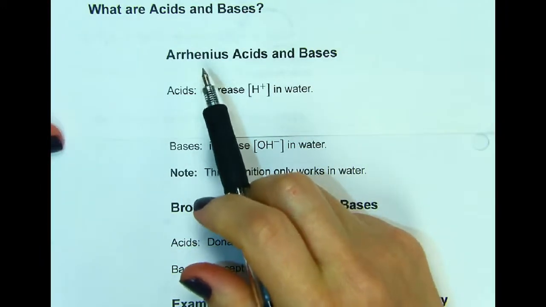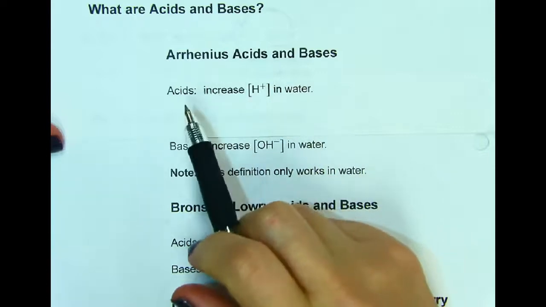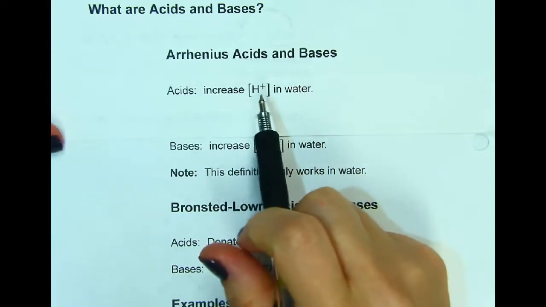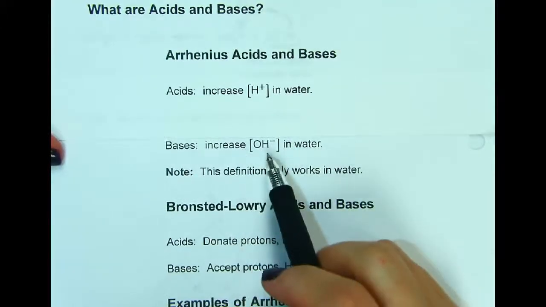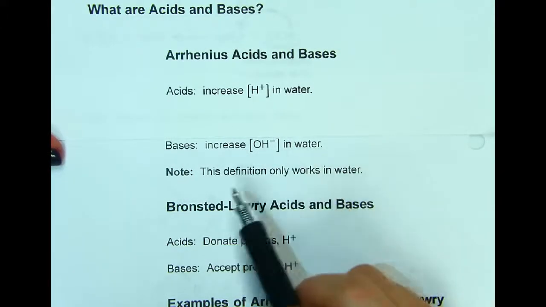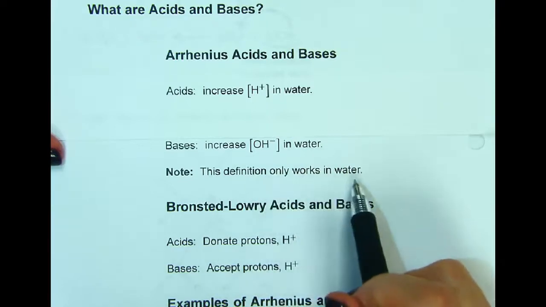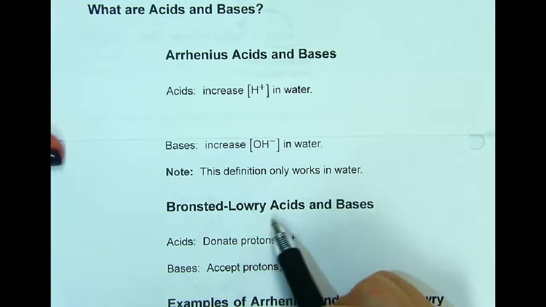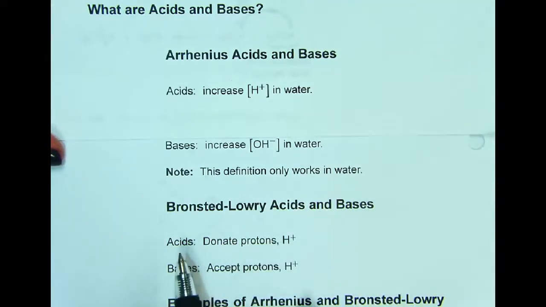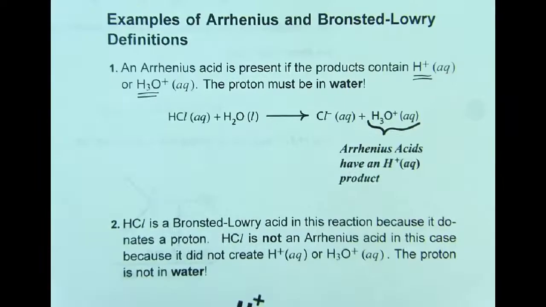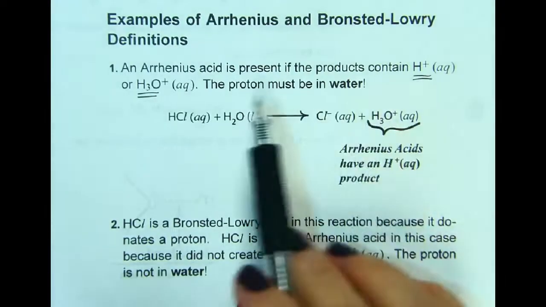There is the Arrhenius definition of an acid or base, where an acid increases the hydrogen ion concentration in water, and a base is defined as increasing the hydroxide concentration in water. Note this definition only works when it's in water. The Bronsted-Lowry acid and base definition is dependent on the movement of a hydrogen. An acid is a proton donor or a hydrogen donor, and a base is a proton acceptor or a hydrogen acceptor.